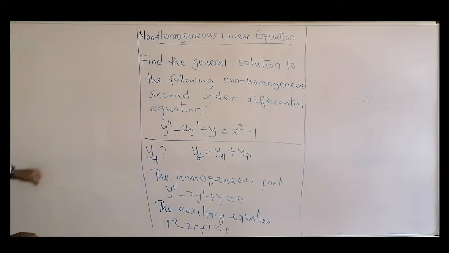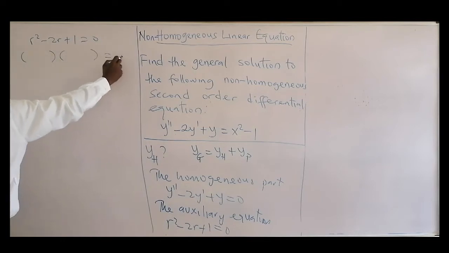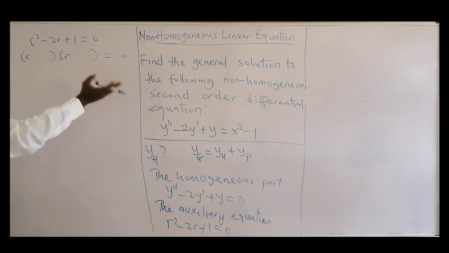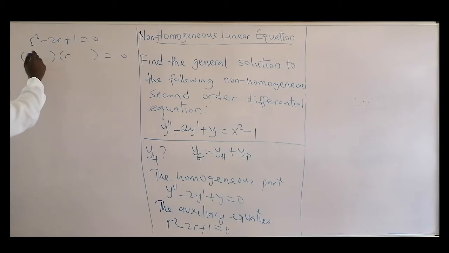Then we can factorize this. R squared minus 2r plus 1 equal to 0. Factors of 1 are 1 and 1. So how do you use your 1 and 1 to get minus 2? That's minus 1, minus 1. And when you multiply those two factors, you get back your plus 1.